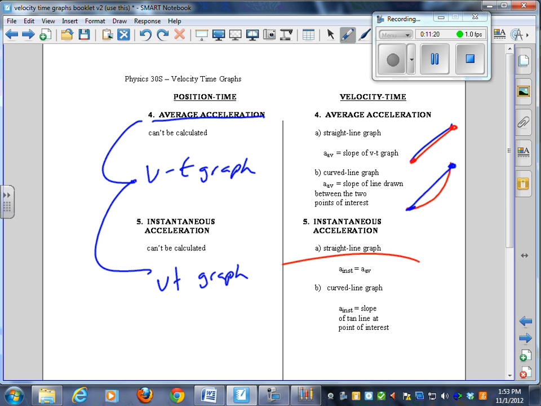If you have a velocity time graph and you're asked to find instantaneous acceleration and it's a straight line, find the slope of the line, because you're asked to find the slope at a single point. If it's a curved line graph and you're asked to find instantaneous acceleration, I need to know the slope at a single point. That's when you draw the tangent line.